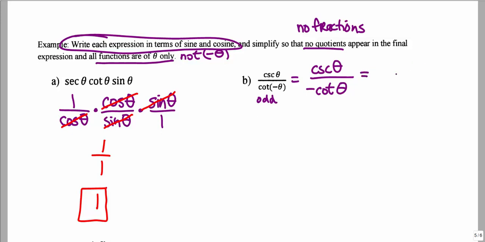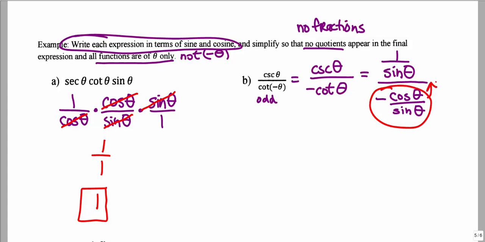Now let's take what we have and write everything in terms of sine or cosine. So cosecant is the same thing as 1 over sine theta. Cotangent, so let's say negative, that would be negative cosine theta divided by sine theta. We see that we have a complex fraction. We don't want any fractions in our final answer. So I would like to simplify this by flipping the bottom fraction and changing to multiplication. So we'll multiply the top by minus sine theta over cosine theta.